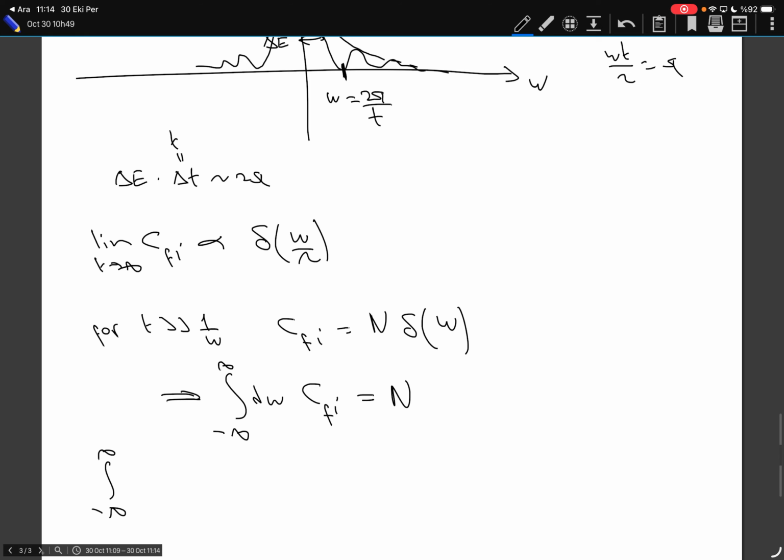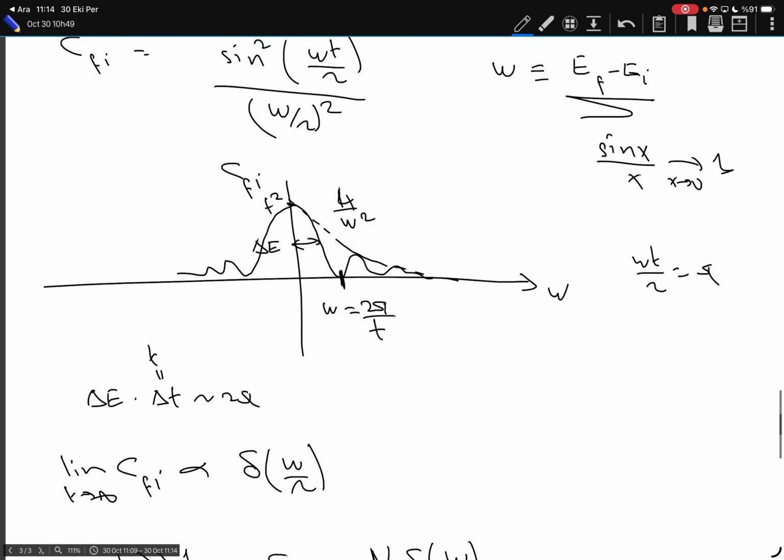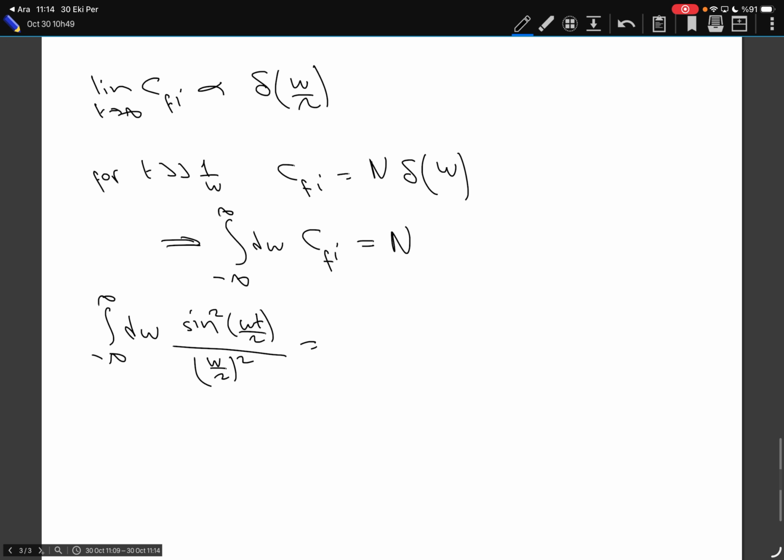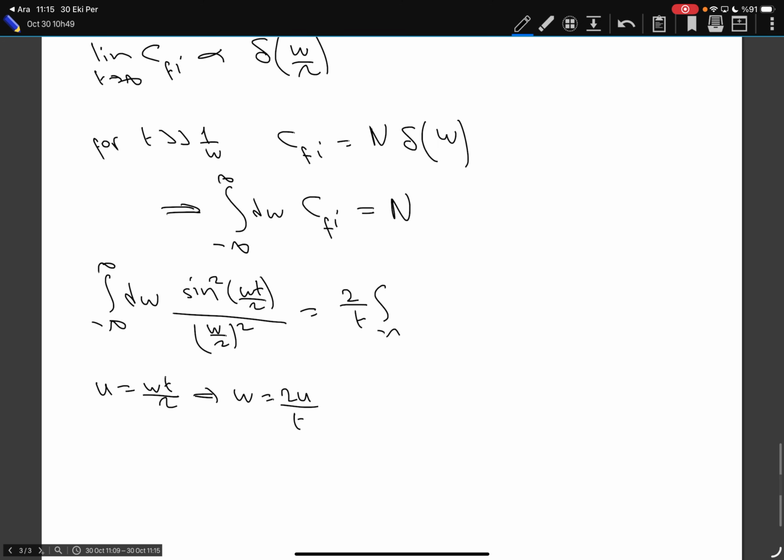From minus infinity to infinity d omega, CFI is sine squared omega t over 2 divided by omega over 2 squared. Let me just make a change of variable. X is equal to omega t over 2. X, my integration variable, not the position. Or, well, let me change. U is omega t over 2. So omega is 2u over t. So that integral becomes 2 over t minus infinity to infinity du. This is my u integral.